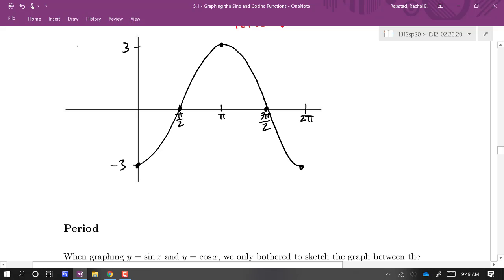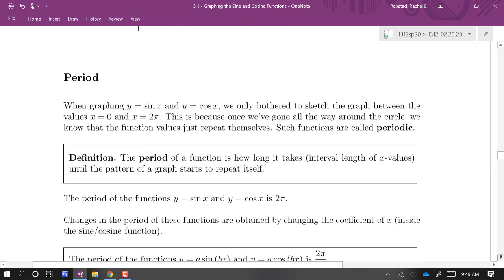All right, so we know how to recognize the amplitude of the function based on the coefficient in front, and also to tell whether it includes a reflection of the graph, as this one did. Now we're going to talk a little bit about period.